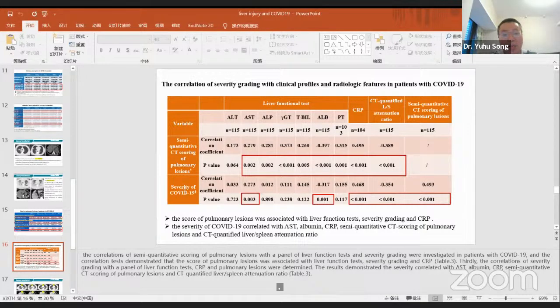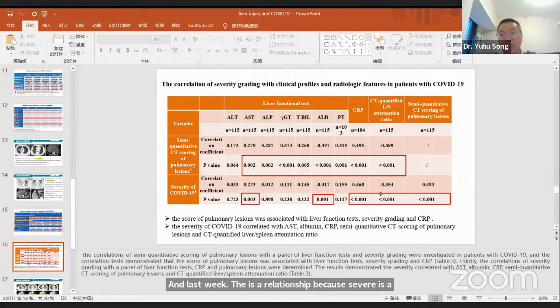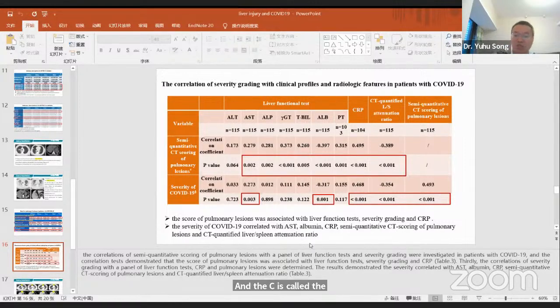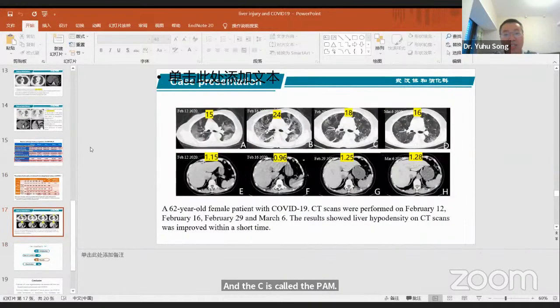Another way to determine the relationship is the severity of COVID-19 with liver function tests. We can see AST, albumin, and CRP, and CT quantification of the liver-spleen attenuations. So the CT score of the primary lesions was associated with liver function tests, severity grading, and CRP. The severity of COVID-19 correlated with AST, albumin, CRP, and the CT score of the primary lesions and CT quantification of liver-spleen ratios.